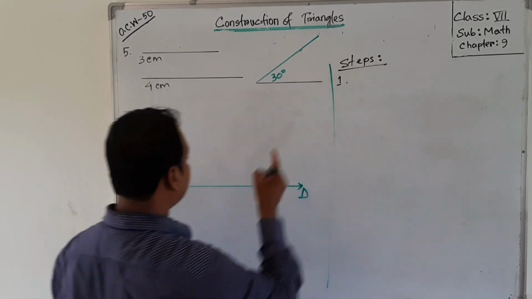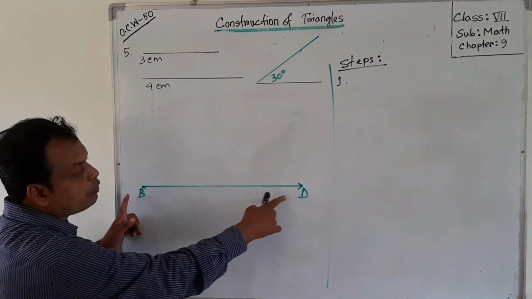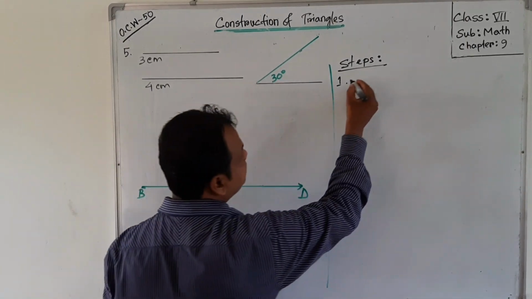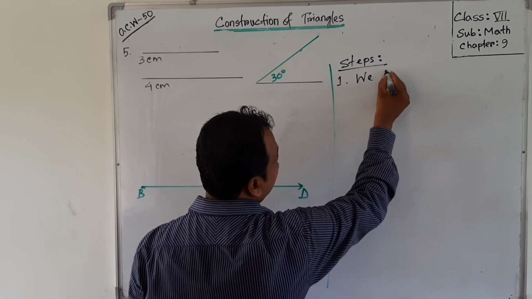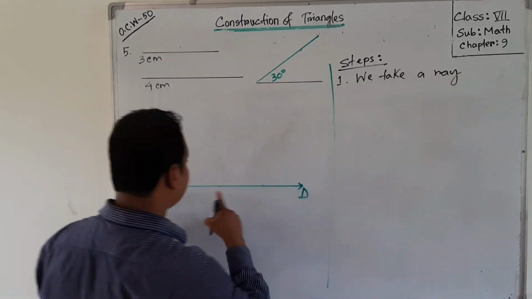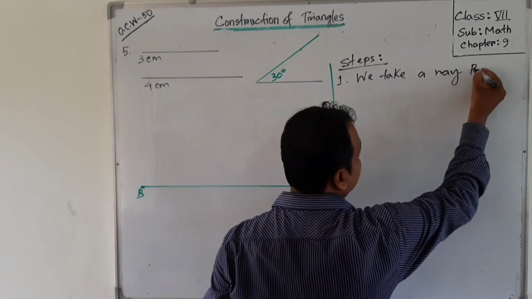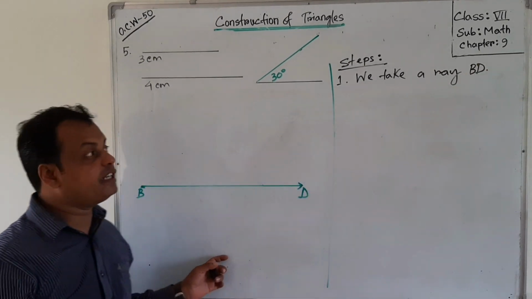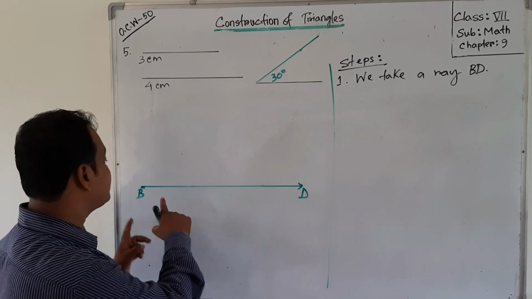Step one: the first point will be from the given. How have we drawn it? We have taken a ray. So we write, we take a ray. What is the name of the ray? BD. We take a ray BD. So the first point is we take our ray BD. So this is a ray.